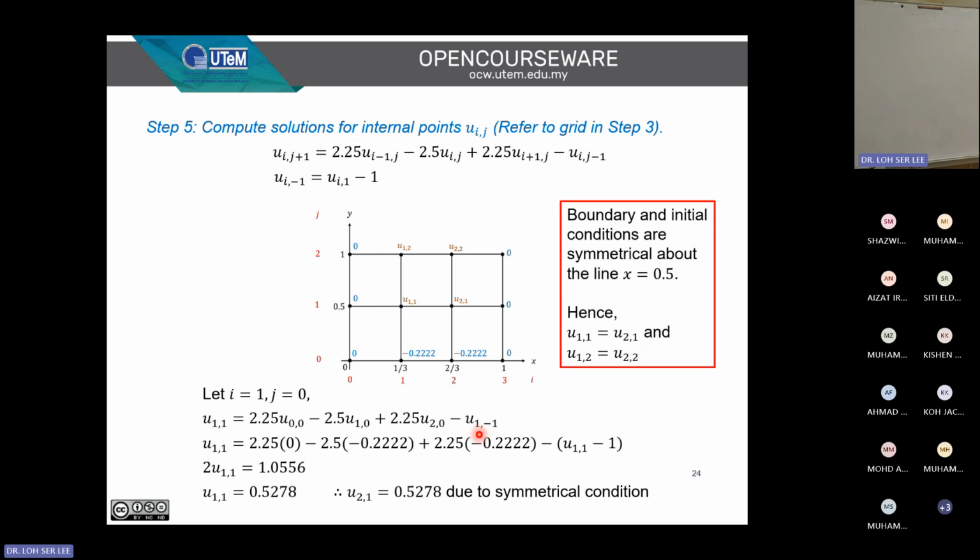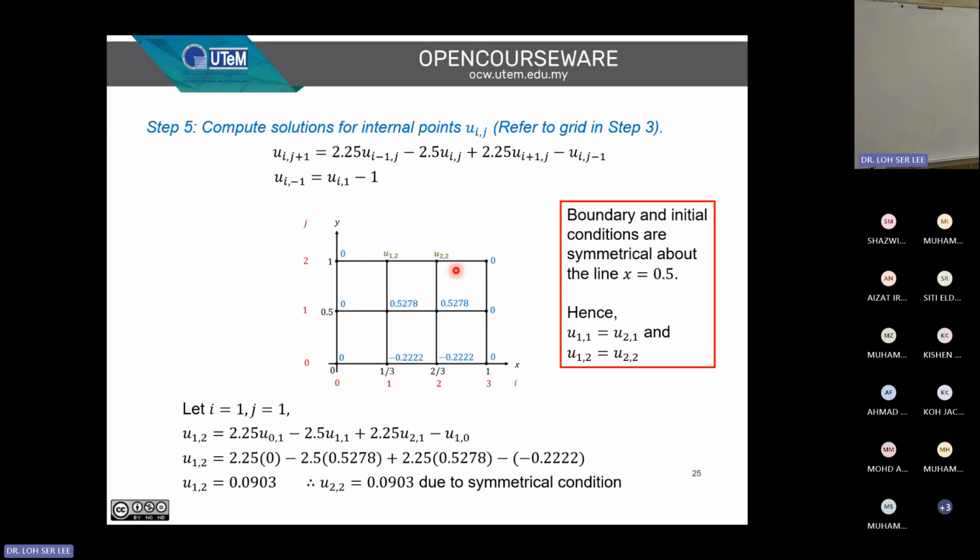u(i,-1) means that your i is 1. So when i is 1, you have u(1,1) minus u(1,-1). Keep a bracket because of the minus here. Then this minus u11, move it to the left. So you have 2 u11. And for the right hand side, all constants, you just find using your calculator. Then finally, you get your u11. So this is your u11, meaning that your u21 has the same value. So you just fill up your grid with the values found just now.